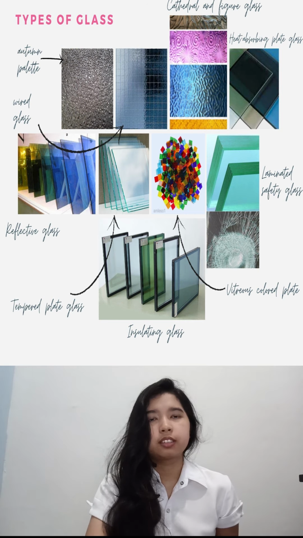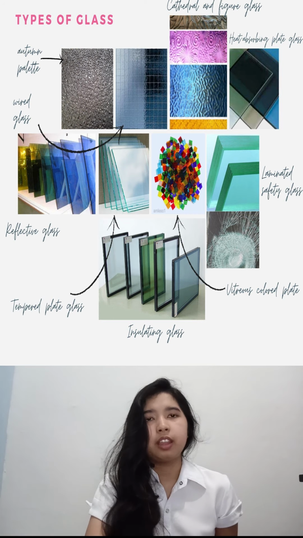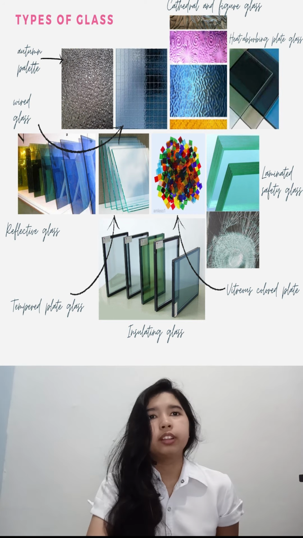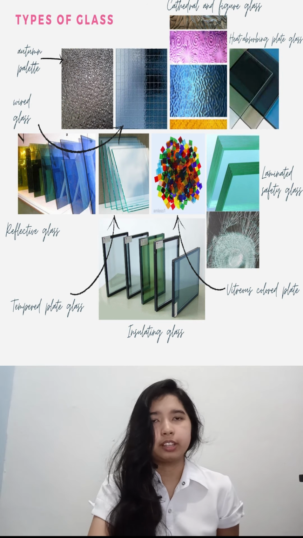Tempered plate glass. Tempered plate glass has 3 to 5 times the resistance of annealed glass to impact and thermal stresses, but it cannot be altered after fabrication. When the tempered plate glass is fractured, it breaks into relatively harmless particles.